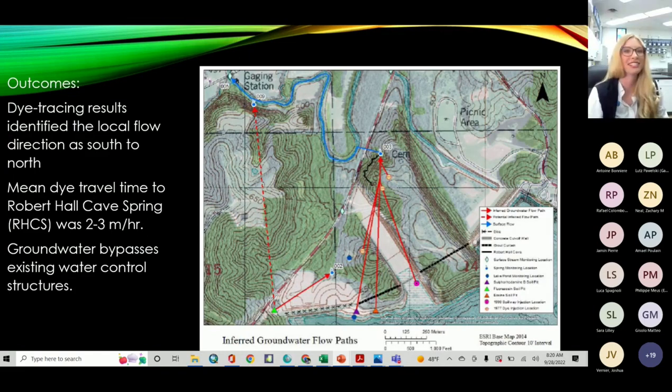The dye tracing results identified local flow south to north, moving toward Robert Hall Cave Spring, right here. The mean travel time was about 2 to 3 meters per hour. But the results also indicated that groundwater was in fact bypassing water control structures in the vicinity of the cutoff wall in this region, but the geometry of these flow paths was not exactly known.